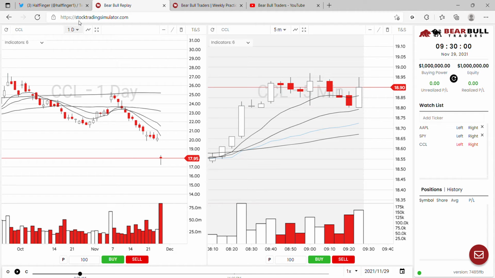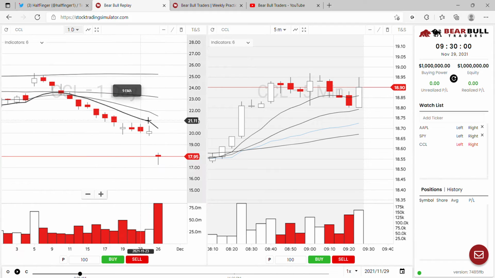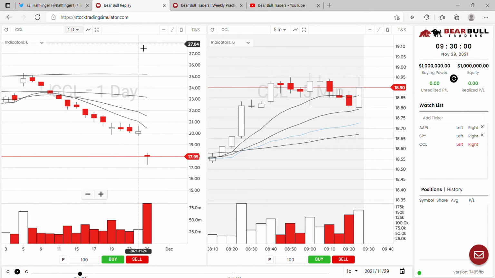Okay, I'm going to do a replay and show you guys how you can trade outside of market hours for free. The Bearable Traders community has made a stock trading simulator, which looks a lot like the DAS Trader platform, only this is free.